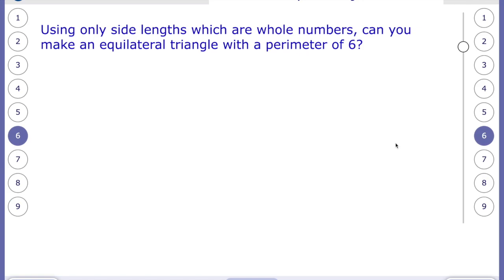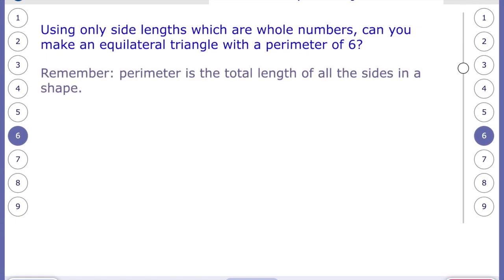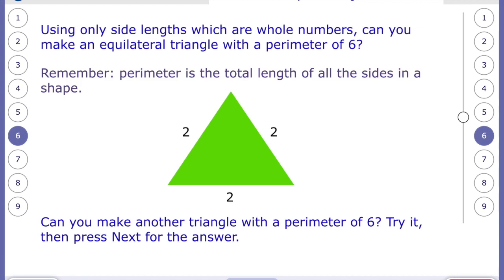centimetres is the perimeter, which goes all the way around the outside. The perimeter is the distance all the way around the outside. It does not mean that each side is 6 centimetres. It means all three sides add up to 6. So here it would be 2, 2, 2. 2, 4, 6.